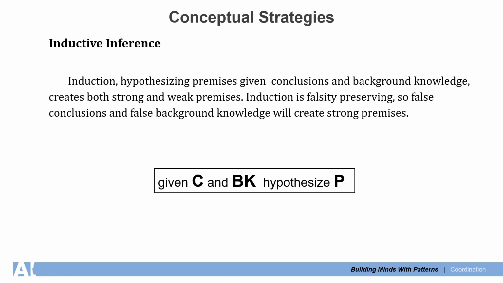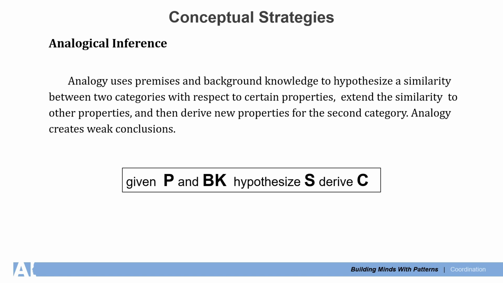Analogical inference. Analogy uses premises and background knowledge to hypothesize a similarity between two categories with respect to certain properties. Extend the similarity to other properties, and then derive new properties for the second category. Analogy creates weak conclusions. Analogical inference is of the form: given premises P and background knowledge BK, hypothesize similarities S, and derive conclusions C.